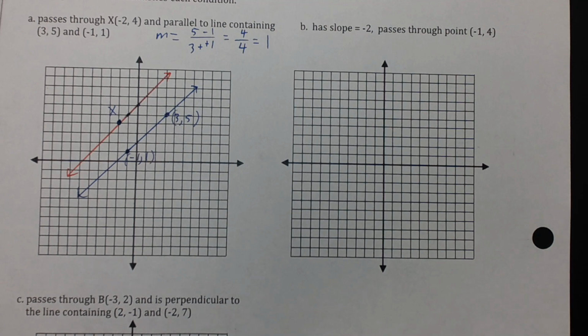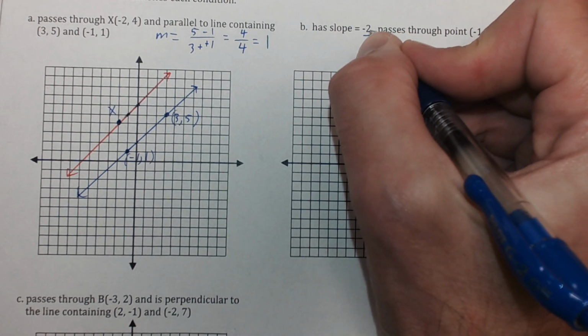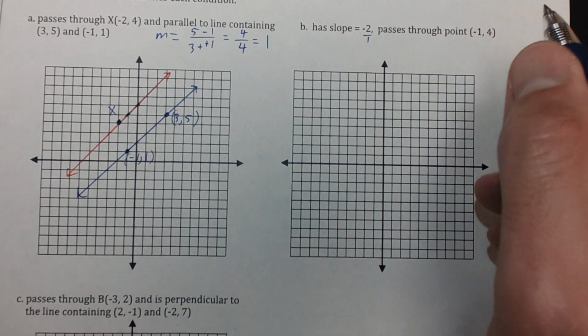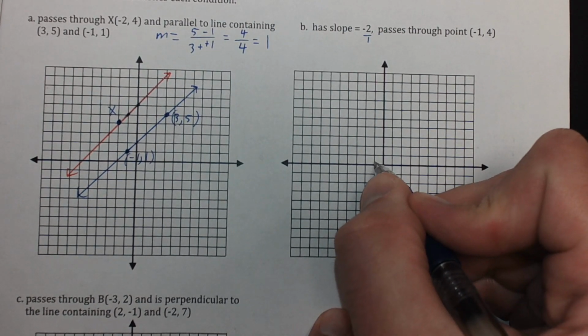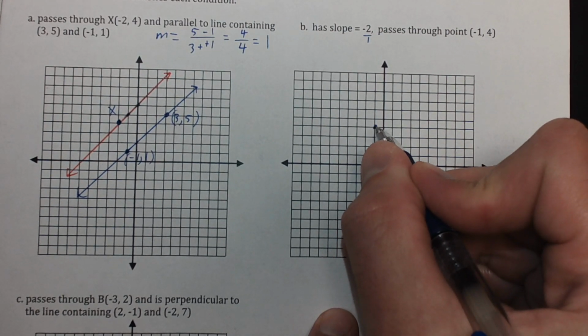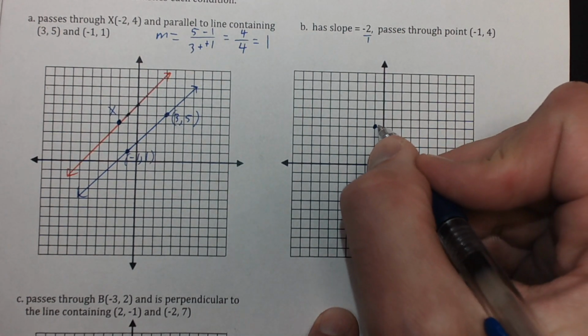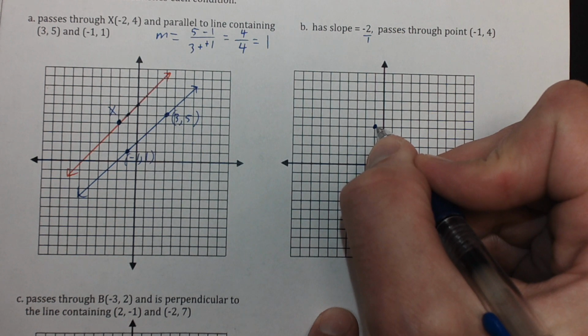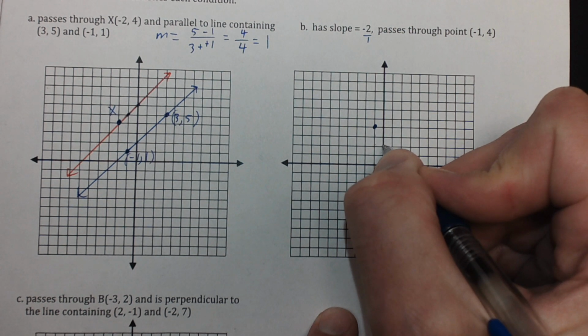Okay, this next one's a little bit different. I have a slope of -2. So really, if you want to think of that as being a fraction, that's fine. It's got a rise over run of -2 over 1. And it passes through point -1, 4. So it passes through this point, and it's got a slope of -2 over 1. So I'm going to do a rise of -2. So I'm going to rise in the negative direction. So that means I'm going to go down 1, 2, and I'm going to run 1 in the positive direction.